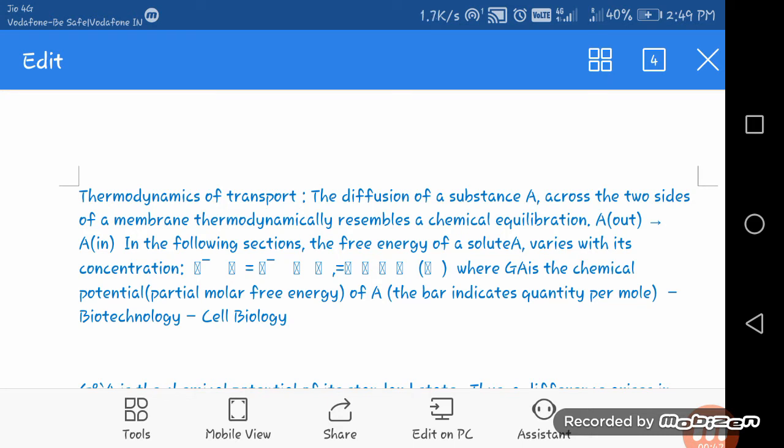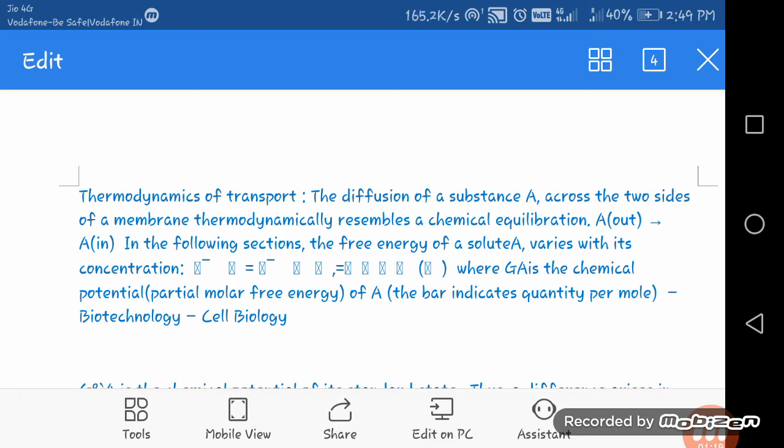Thermodynamics of transport. In this, the diffusion of a substance A across the two sides of the membrane thermodynamically resembles a chemical equilibrium. So A is a substance which will maintain a chemical equilibrium, A out to A in.